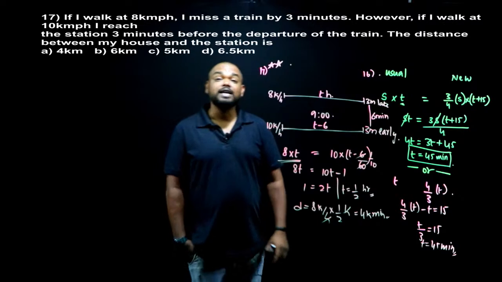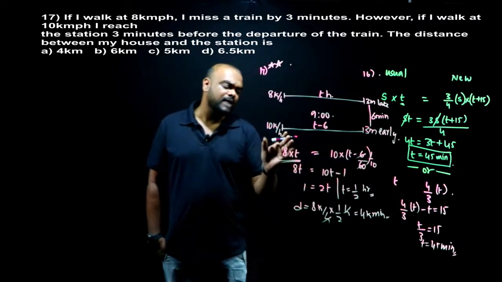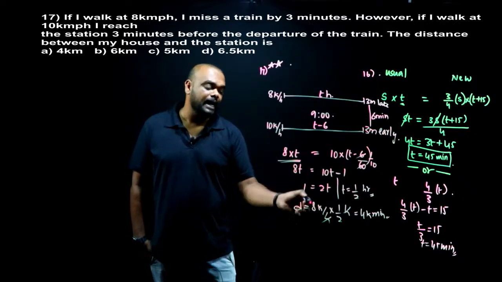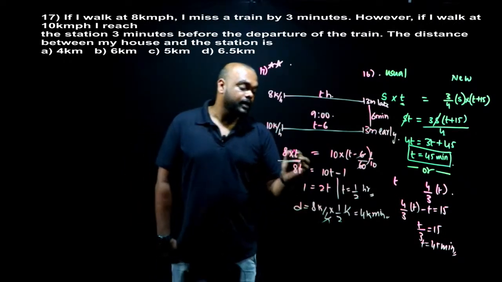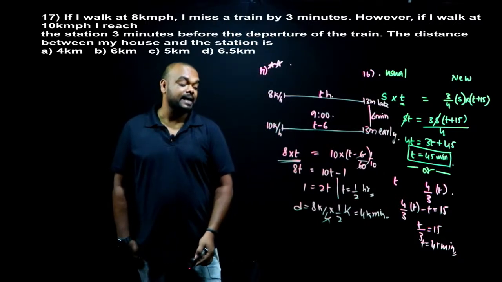We got t, but we need distance. You can apply it either in this case or this case. So this looks simpler, that's why I applied here. Distance is speed into time, 8 km per hour into t value, which is half an hour. We'll get our answer as 4 kilometers exactly. That should be my answer.